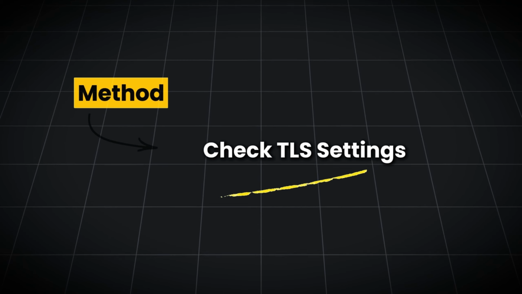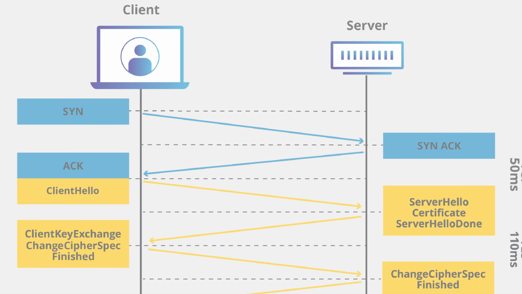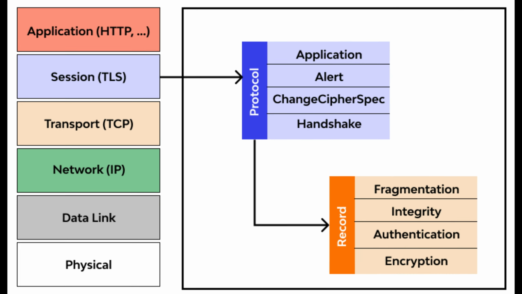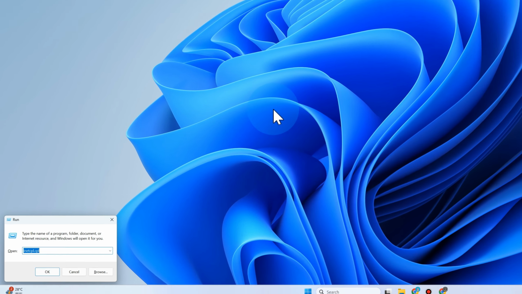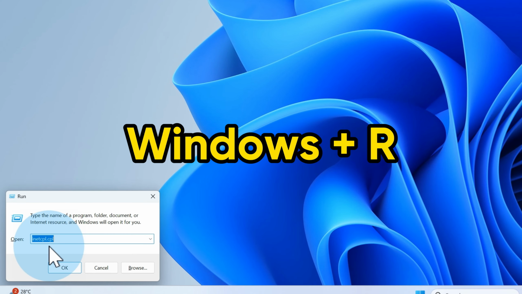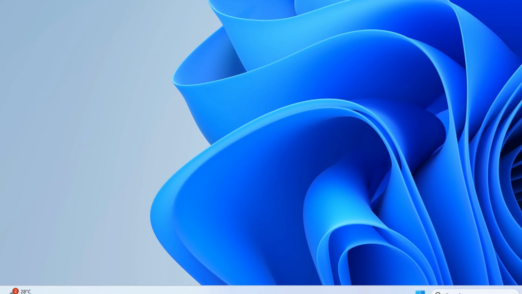Method 3. Check TLS settings. TLS is a security protocol that helps Windows connect safely to online services like OneDrive. If TLS is disabled or misconfigured, OneDrive may fail to connect and show error code 0x8004de40. On both Windows 10 and Windows 11, press Windows plus R. Type in inetcpl.cpl and hit Enter.